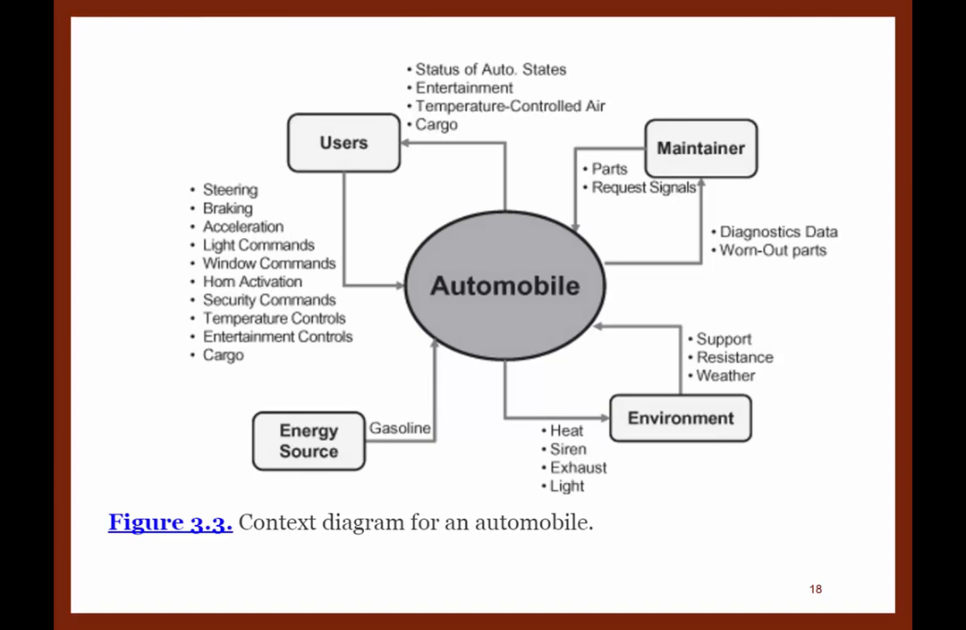But that's part of the environment, right? So the environment is going to provide some support, resistance, and weather, and then you are going to give some feedback in terms of heat, the exhaust system, as I mentioned, and lights. So this context diagram actually gives you an idea of understanding what's going to be part of your system and what's going to be part of the environment. You need to set up this boundary, in order to make sure that you are designing the appropriate system and you are not spending time on things that are not going to be part of your system.